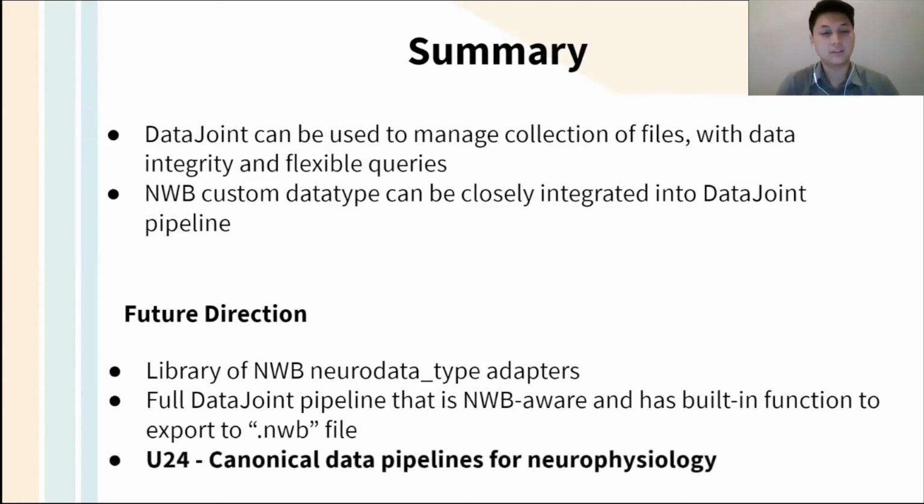This brings me back to, recently we are very fortunate to receive a U24 grant, canonical data pipelines for neurophysiology. The idea here is that we want to publish a well-curated DataJoint pipeline for neurophysiology that has built-in capability for NWB export and NWB compliance, that is basically a turnkey solution, ready to go, ready to deploy. So anyone, any new lab or any lab starting with a new project can just take them and just start using them.